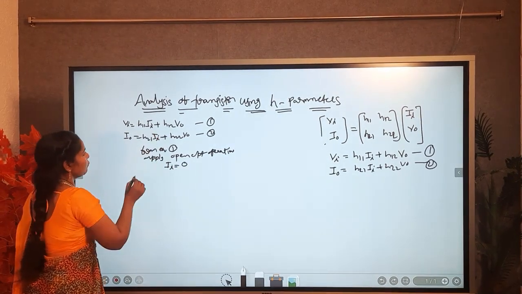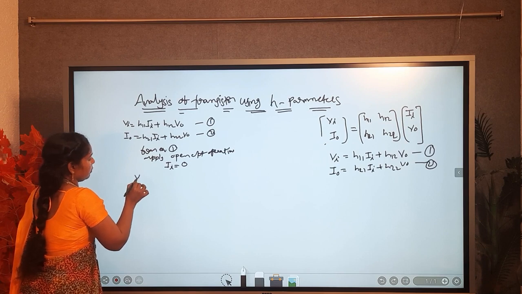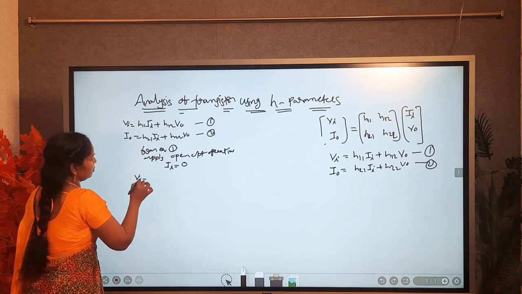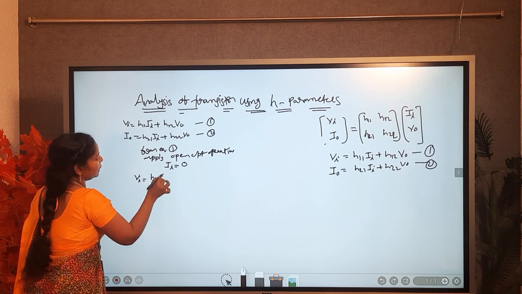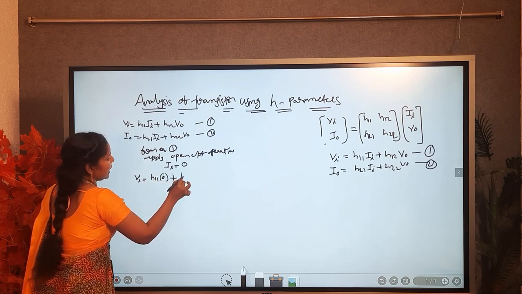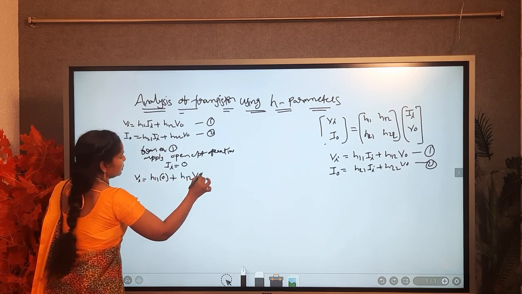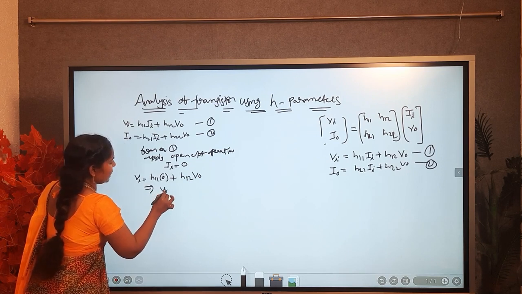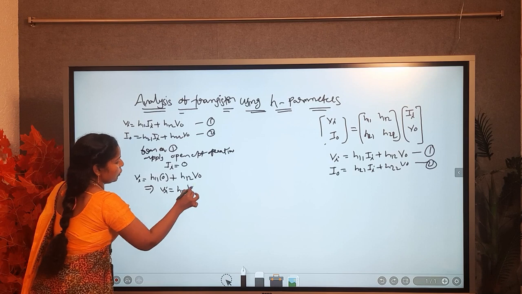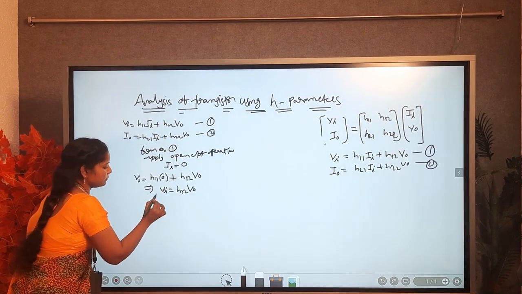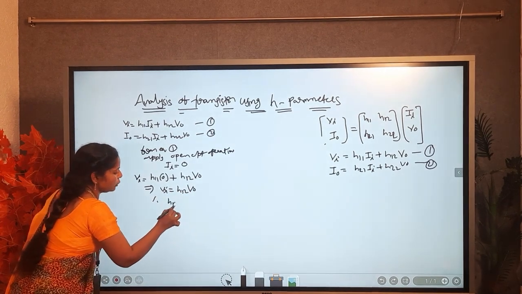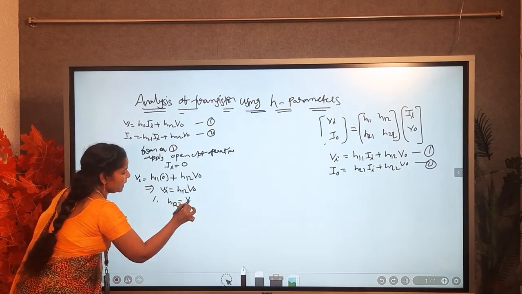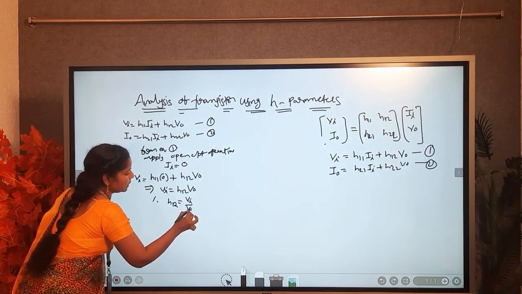Put it in equation 1. VI equals H11 into 0 plus H12 into V naught. So VI equals H12 V naught. Therefore H12 equals VI by V naught.